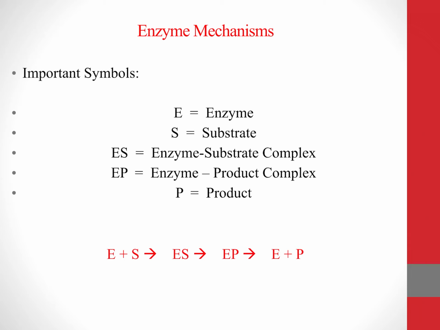And then in between the ES and the EP, that's actually where the reaction takes place. So that second arrow is where the reaction occurs. So then we produce products. So EP stands for the enzyme product complex. And then that next arrow, the product leaves. And then the enzyme is by itself again and able to be reused for the next substrate.